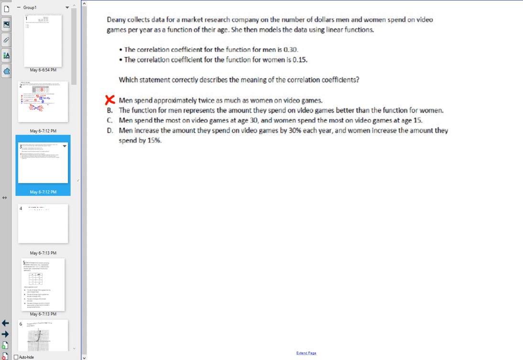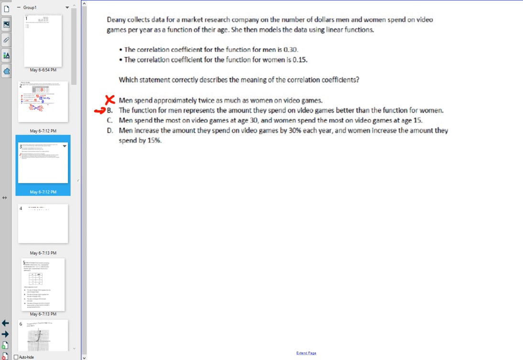The function for men represents the amount they spend on video games better than for women. Yeah, that's a pretty good one, because it's saying that there's a stronger relationship there. So for right now, that's the best one. Now we want to read all of them because we want to see if there's one that describes it better. But so far, B is the best one.